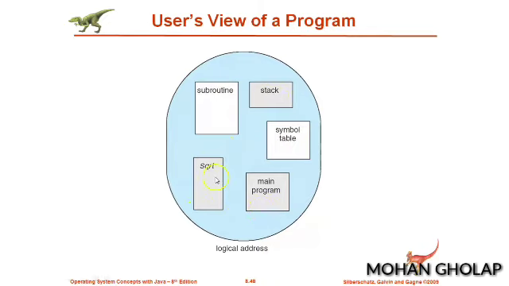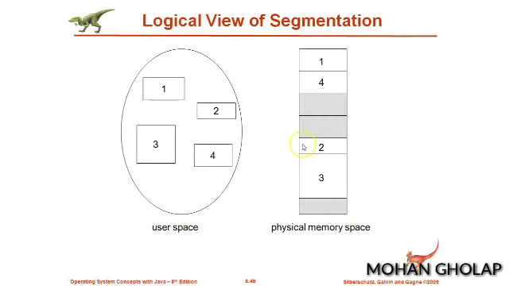As we saw, one segment may be for a particular function, that is square root, one may be for the main program, another one for the symbol table, another for the stack, and another for a particular subroutine. So when we have a logical view, that is the user space, whatever segments are there will occupy the corresponding blocks in the physical memory space.